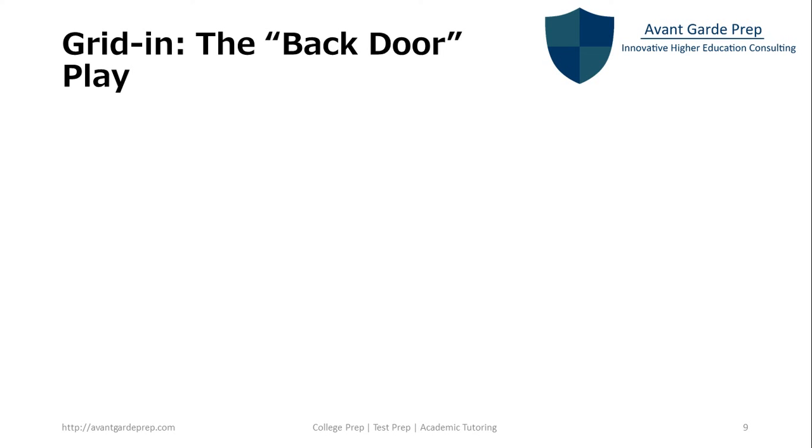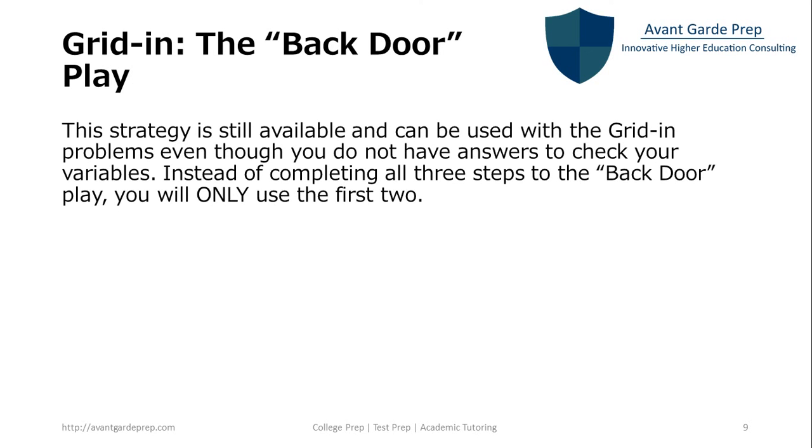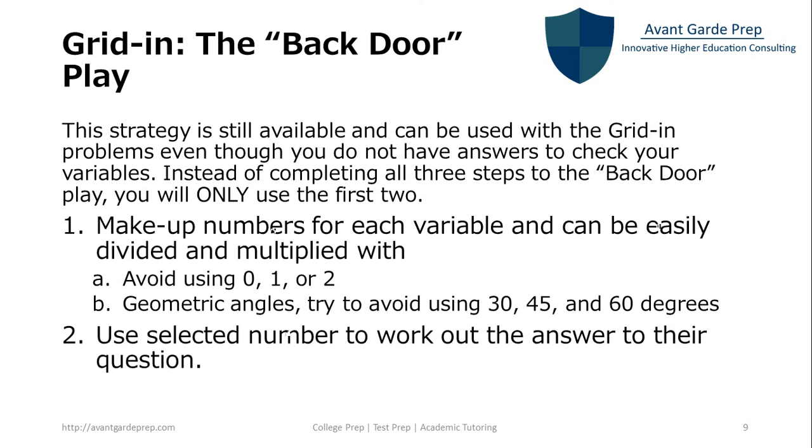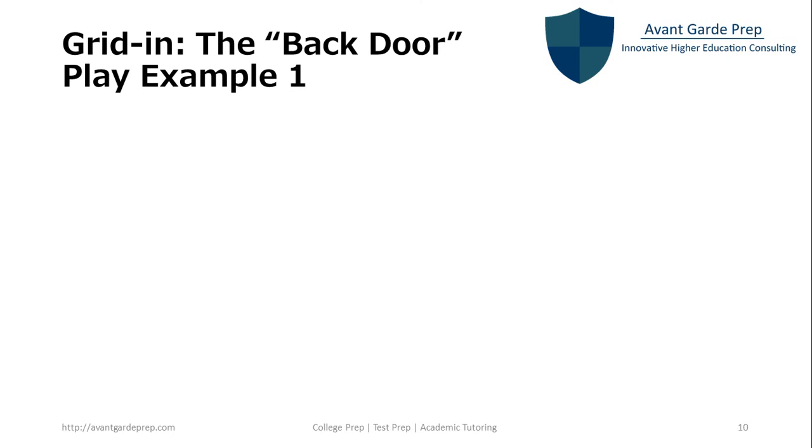We'll apply the same procedure as before, making up numbers that fit the constraints of the problems while avoiding 0, 1, or 2, or if we're dealing with angles, 30 degrees, 45 degrees, or 60 degrees. And then we'll plug that number into the problem and get an answer. And then we'll grid that answer into the answer sheet. And remember to bubble in those ovals. Now let's look at our first example.